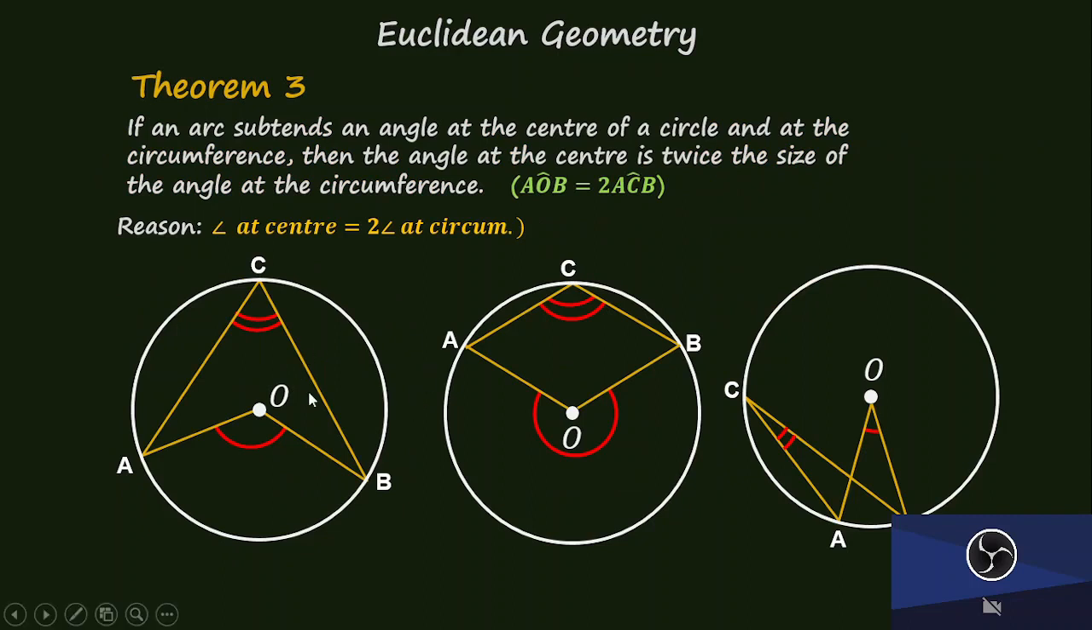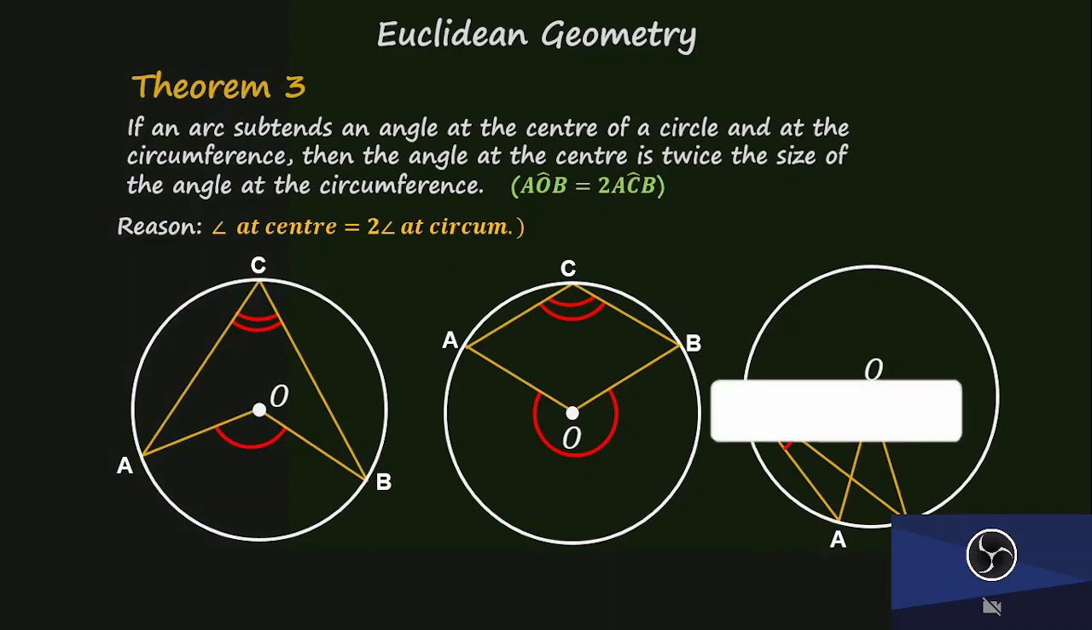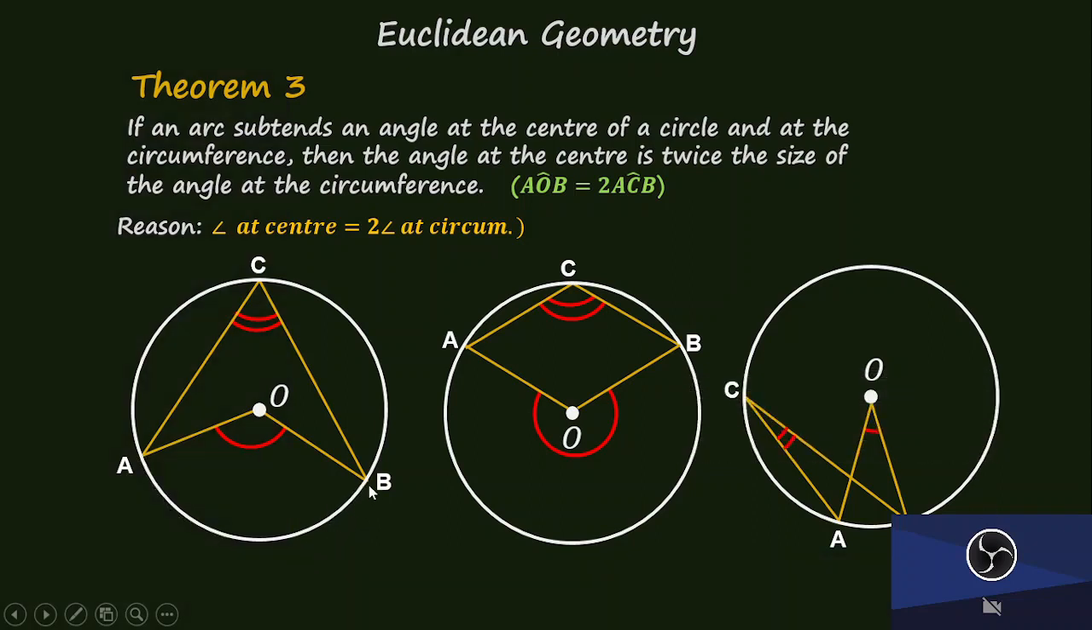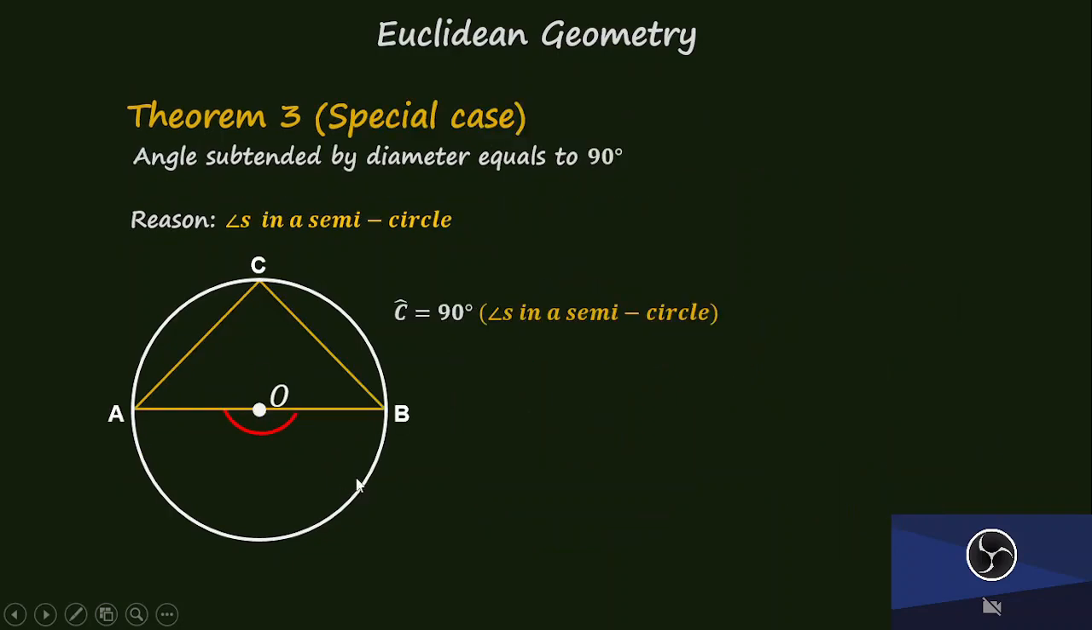Theorem number 3 says an angle subtended by an arc of a circle at the center is equal to twice the angle subtended at the circumference. Remember, we said the arc is a portion of the circle. I have the arc AB, which subtends this angle here, AOB. So this arc AB subtends AOB over there at the center. It also subtends this angle C, ACB, right?